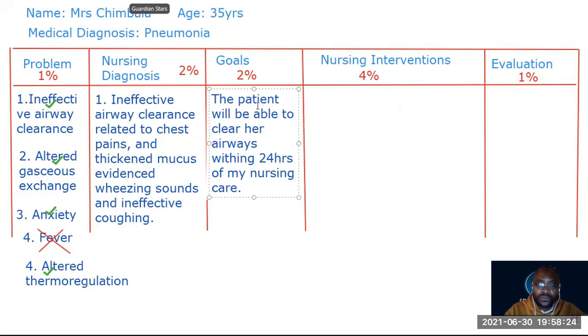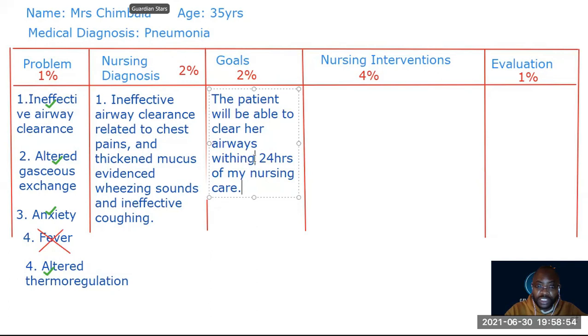So your nursing goal must have your target. The target is the patient. And what you want your patient to achieve. And the time frame must be there. I personally feel this time frame is realistic and my patient can actually achieve this goal even before the 24 hours elapses.